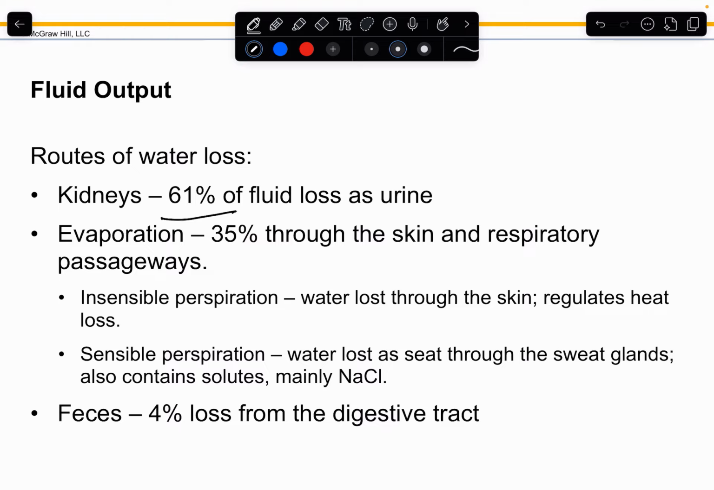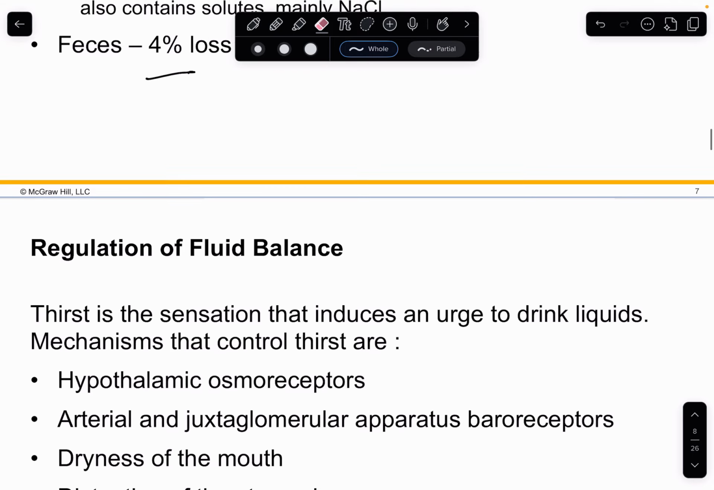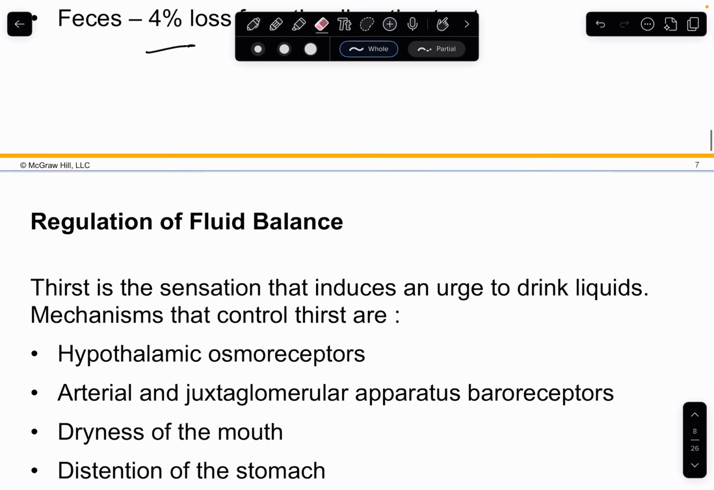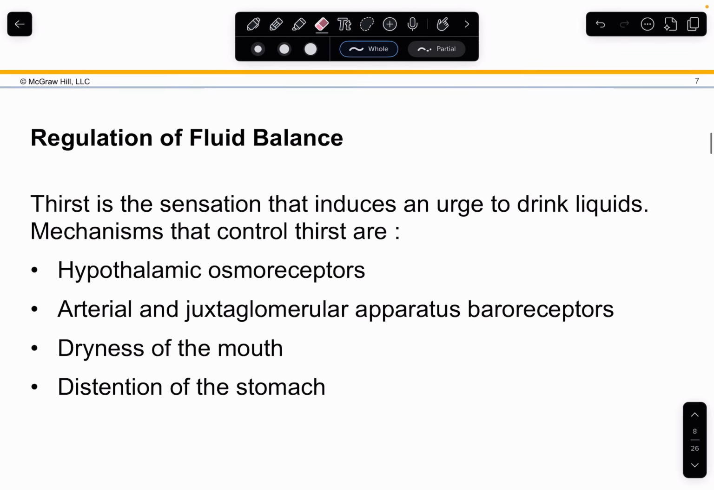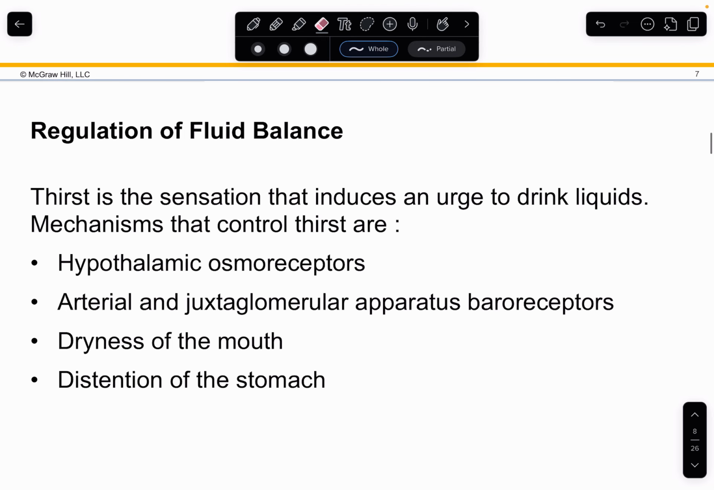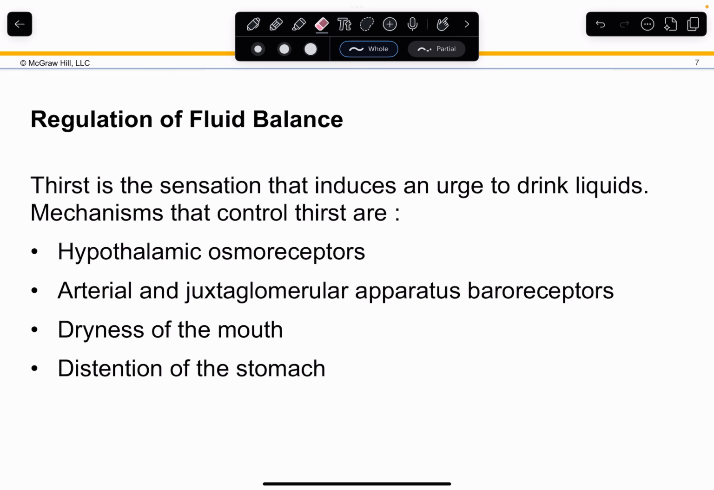Kidneys almost 61%, evaporation 35%, feces 4%, loss from the digestive tract. The kidney is the one mainly controlling fluid output. Now we're going to see the regulation of fluid balance.